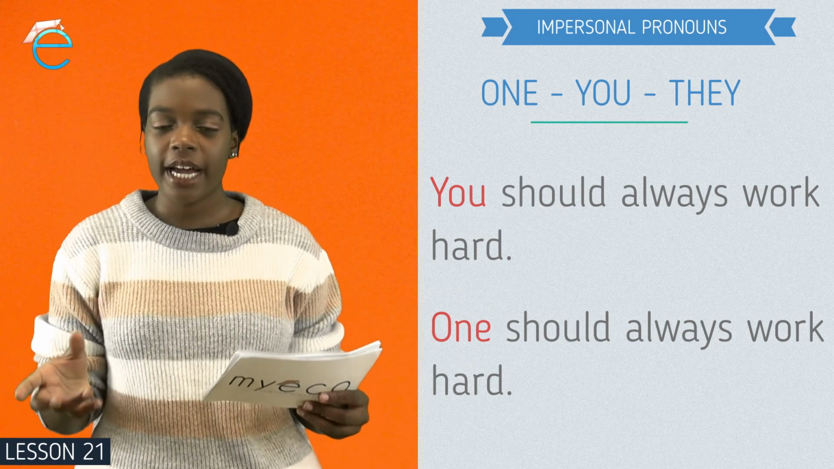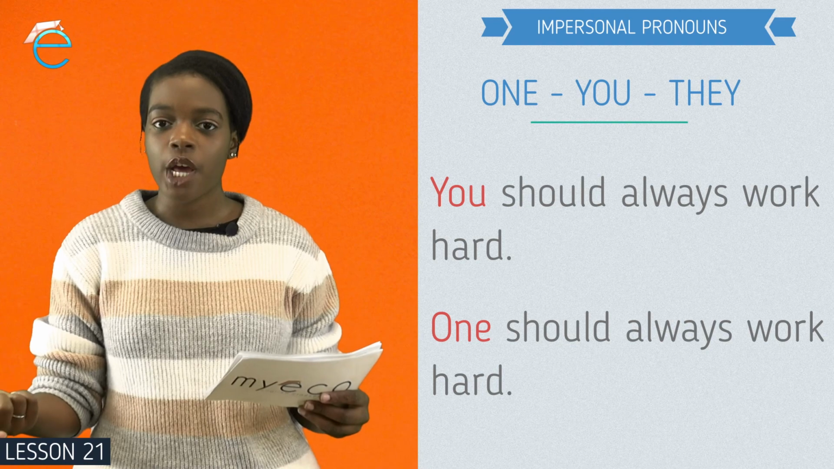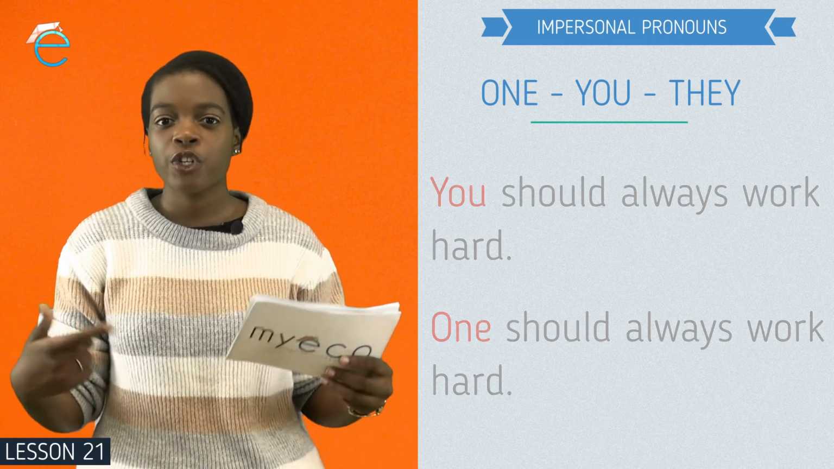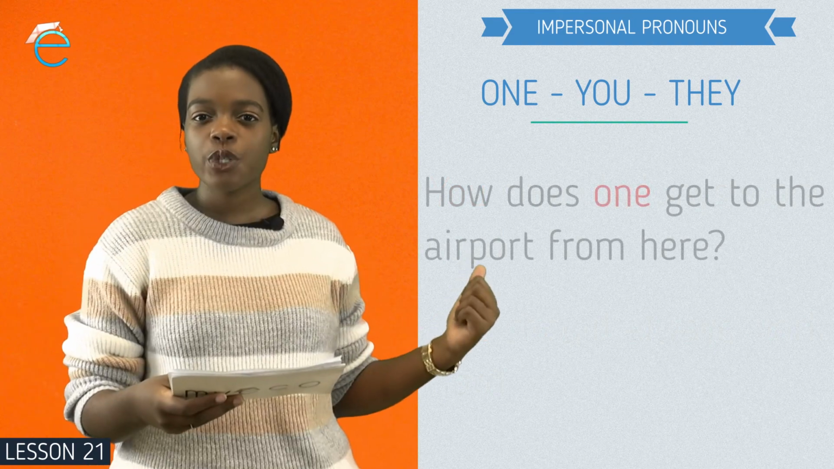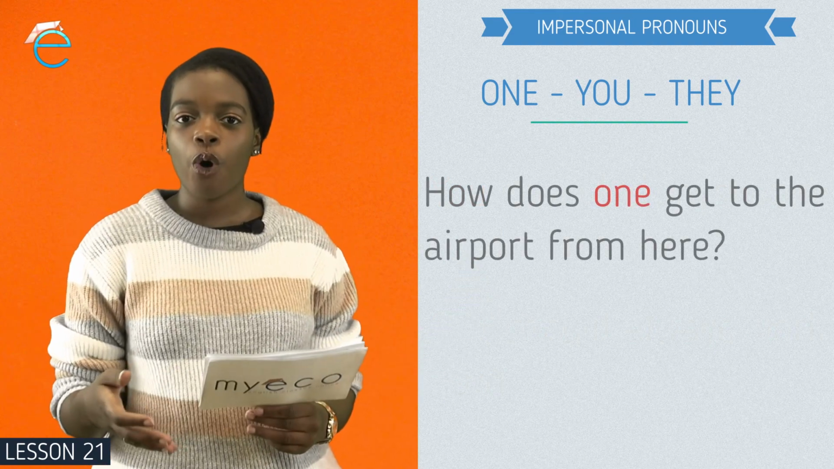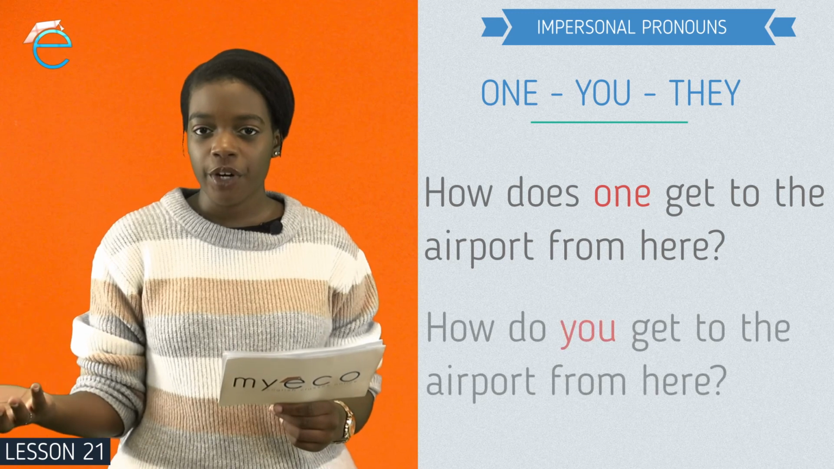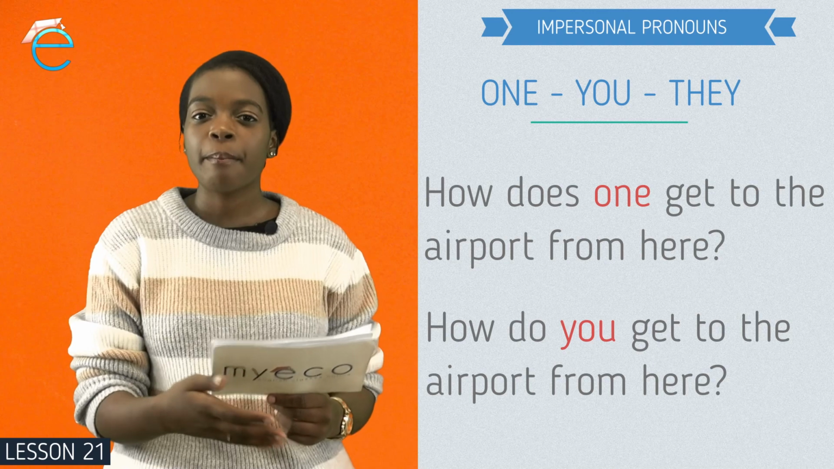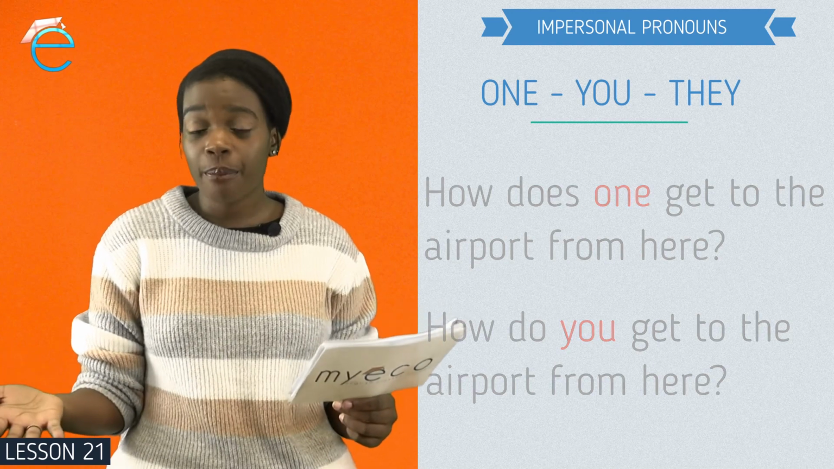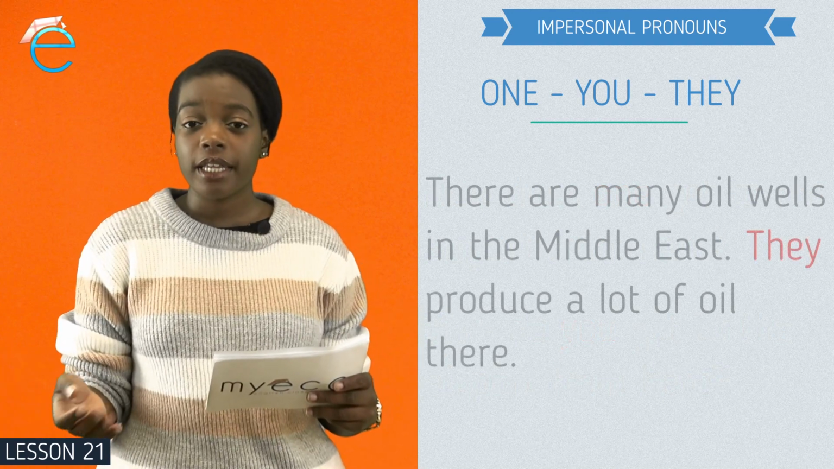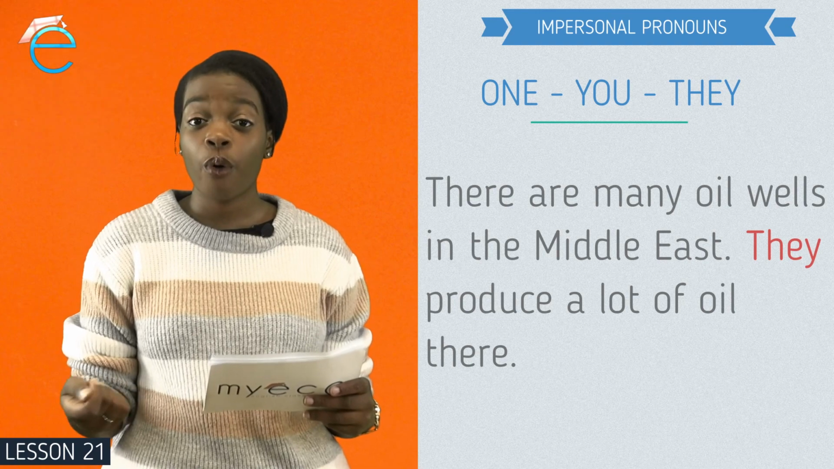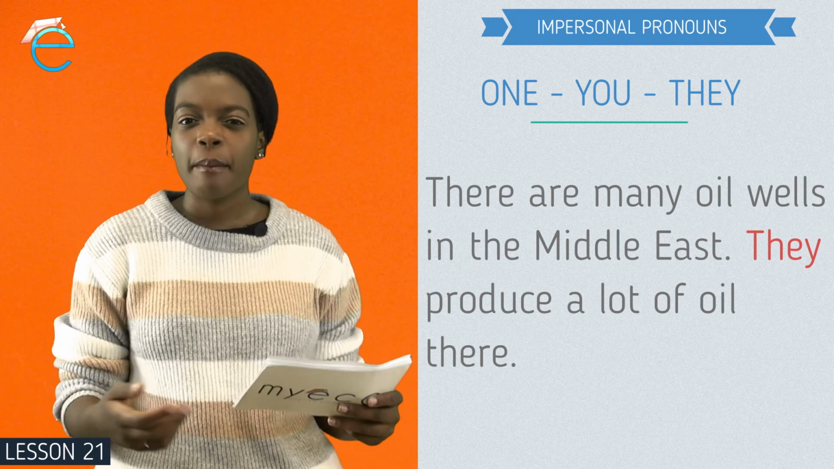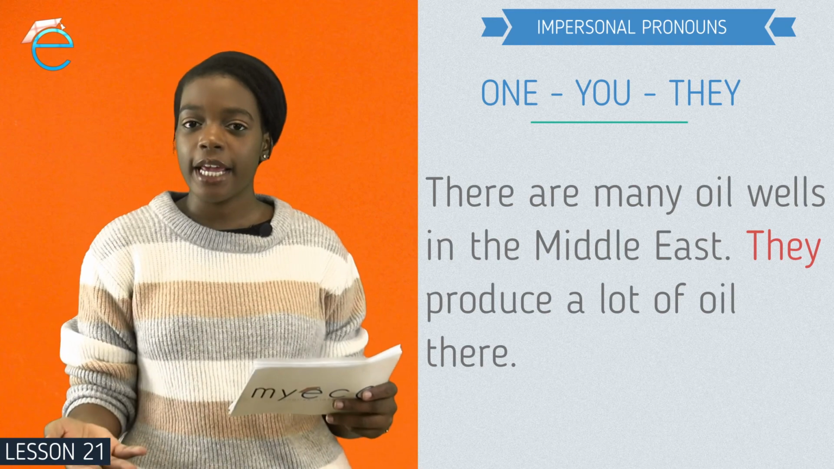We also use this kind of language, impersonal pronouns that is, when we are trying to ask for information that is also general. For example, how does one get to the airport from here? Or how do you get to the airport from here? Now, it's not speaking specifically about the person that's being asked, but in general, how do I get to the airport? There are many oil wells in the Middle East. They produce a lot of oil there. Now, we're not speaking about a specific country, but in general, in the Middle East, they produce a lot of oil there.